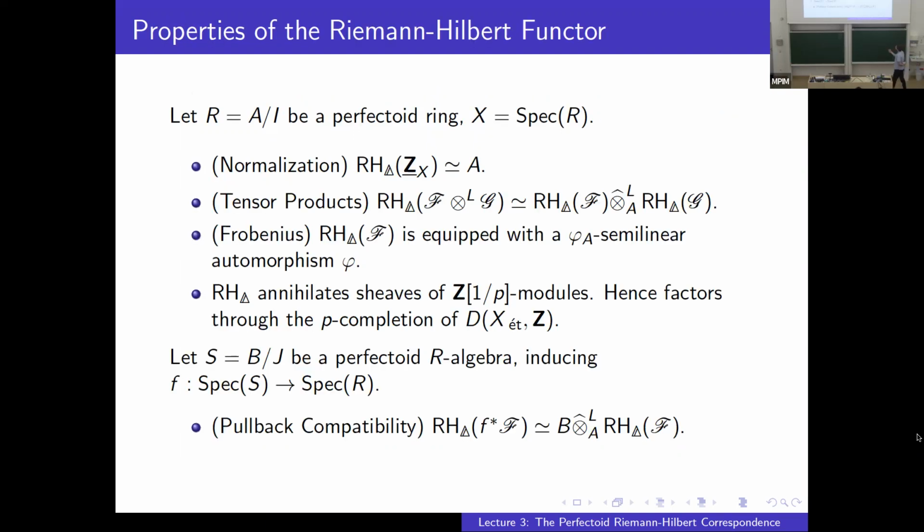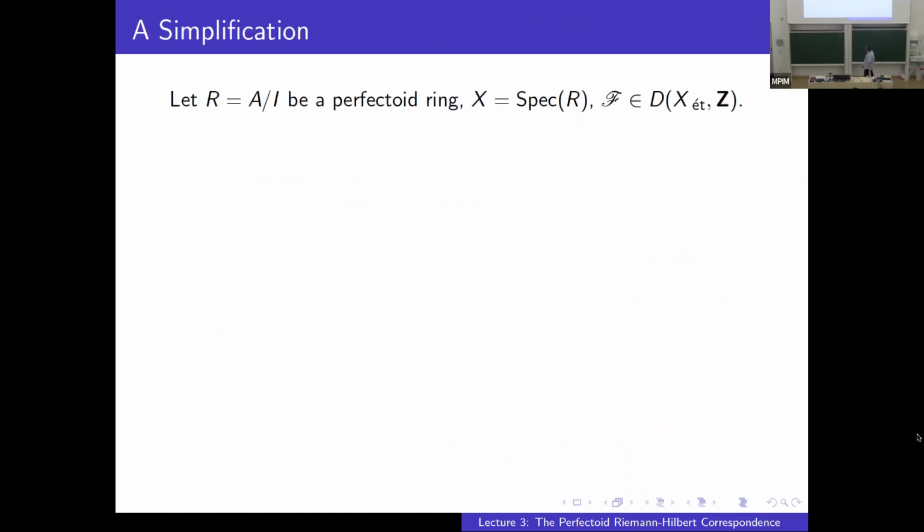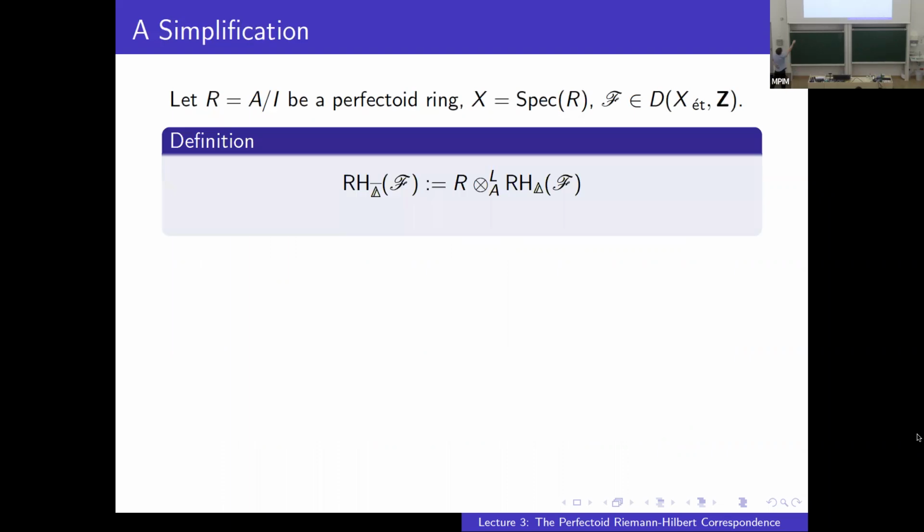Okay, so I'm calling this the Riemann-Hilbert functor, but it doesn't quite fit into the paradigm that I set in the first lecture, where I said a Riemann-Hilbert functor is something that takes topological data, something like étale sheaves, to quasi-coherent data, something like modules over whatever the coordinate ring is. So this is a construction where you input étale sheaves and it outputs modules over A rather than R. But you can fix that.